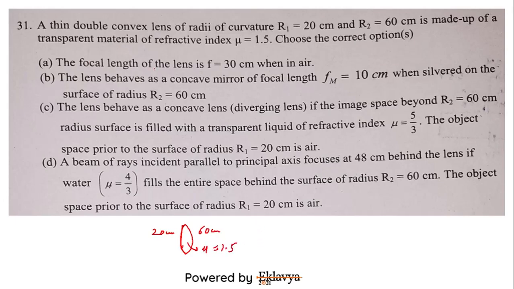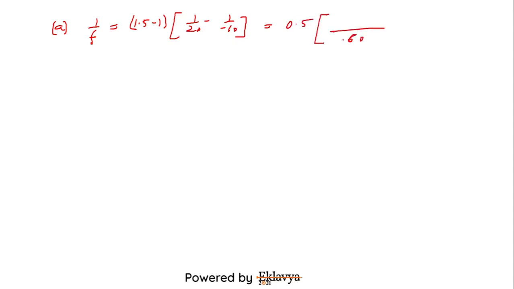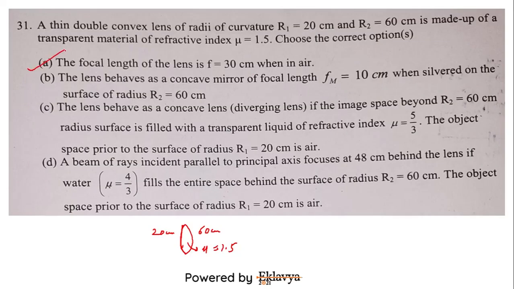The first option says focal length in air. So that is pretty simple at least. Focal length in air will be calculated by using lens maker's formula. So it will be 1.5 minus 1 and then 1 upon 20 minus 1 upon minus 60. So it is going to be 0.5 into, 60 can be taken as LCM, so it will become 3 plus 1, so 4. So 1 upon 15. So on solving we are getting F as 30 centimeter. So this statement is correct.